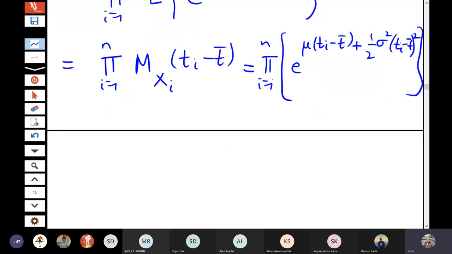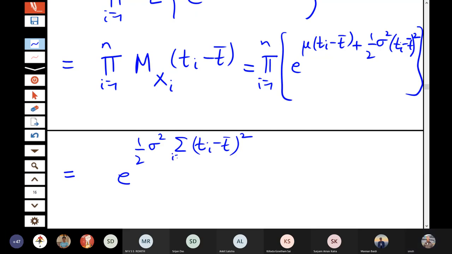So you take this product into the exponent, and it will become a summation. Sigma (ti minus t bar) is 0, so the first term will vanish and you are left with only the second term, that is 1 by 2 sigma square sigma (ti minus t bar) square. Is this calculation okay? Yes, sir.